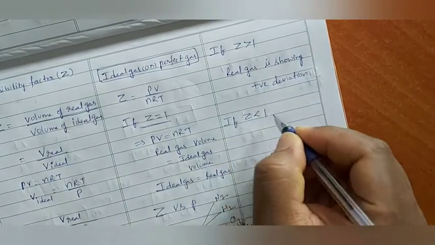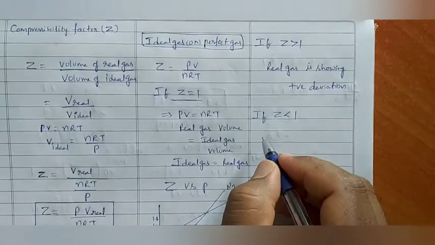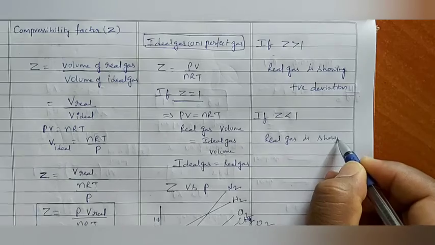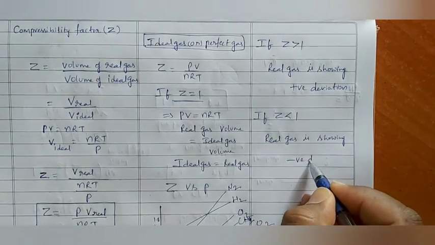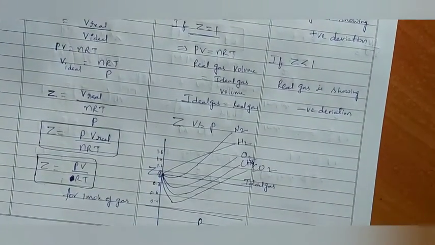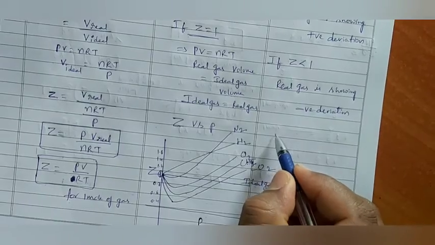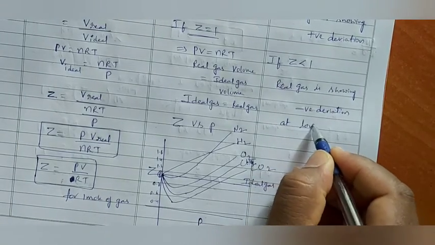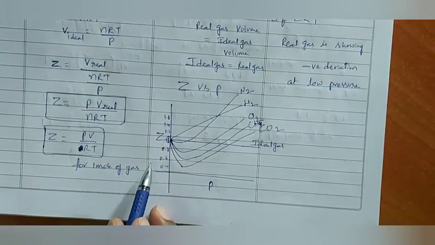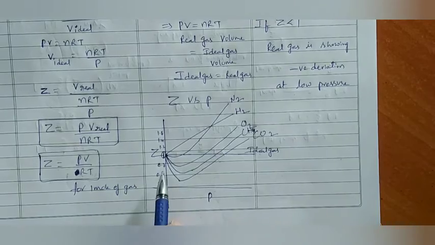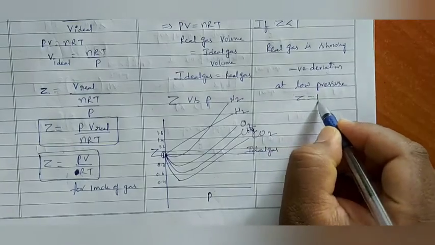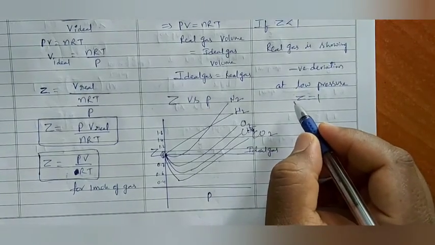If Z value less than 1, real gas is showing negative deviation. Now observe this graph. At low pressure, at very low pressure, all gases are approaching Z is equal to 1. So Z is equal to 1. All gases Z is equal to 1.